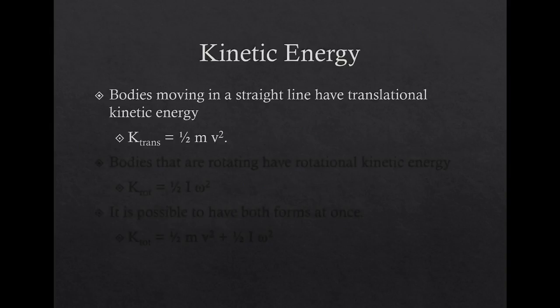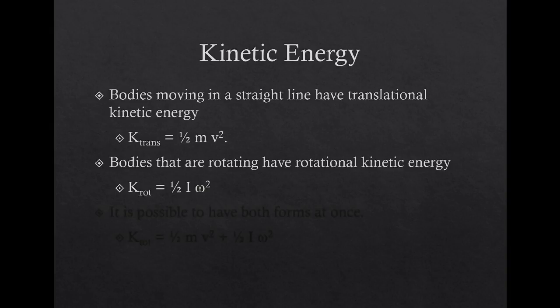So again, objects that are moving in a straight line have translational kinetic energy, 1/2 mv squared. Bodies that are rotating have rotational kinetic energy. So m is getting replaced with the moment of inertia, I, and v is getting replaced with the angular velocity omega. Okay? Now, there is a neat little transition that we can talk about when we have the center of mass, but we'll get to that a bit later on.